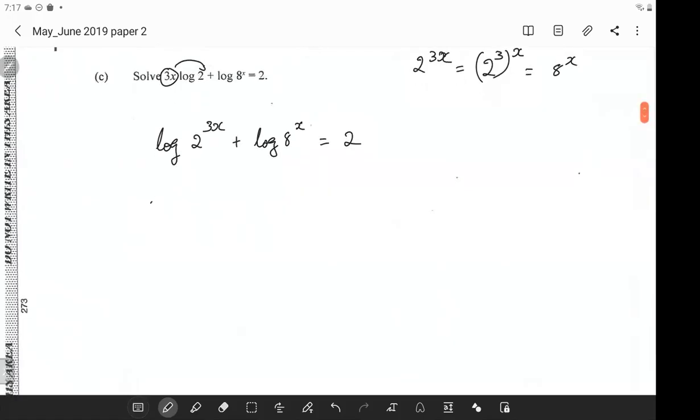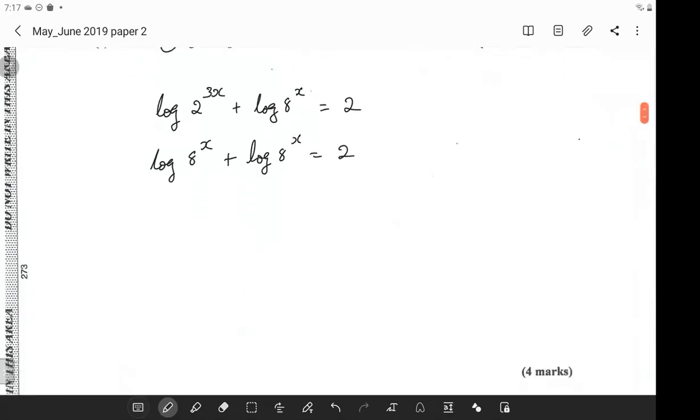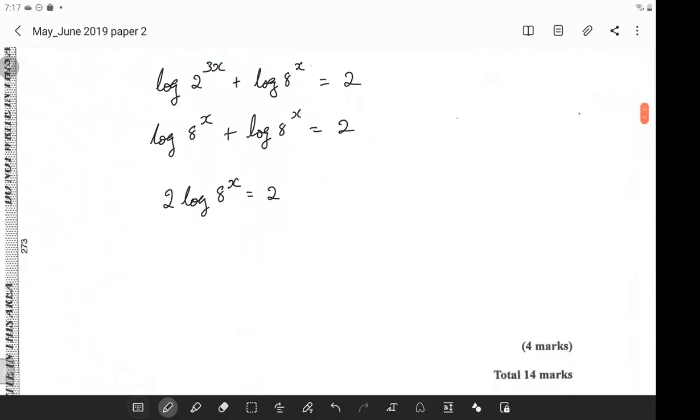So we get log 8 to the x plus log 8 to the x equal 2. Adding them, because they are the same, we get 2 log 8 to the x equal 2. So we can divide by 2 on both sides. So we get log 8 to the x equal 1.